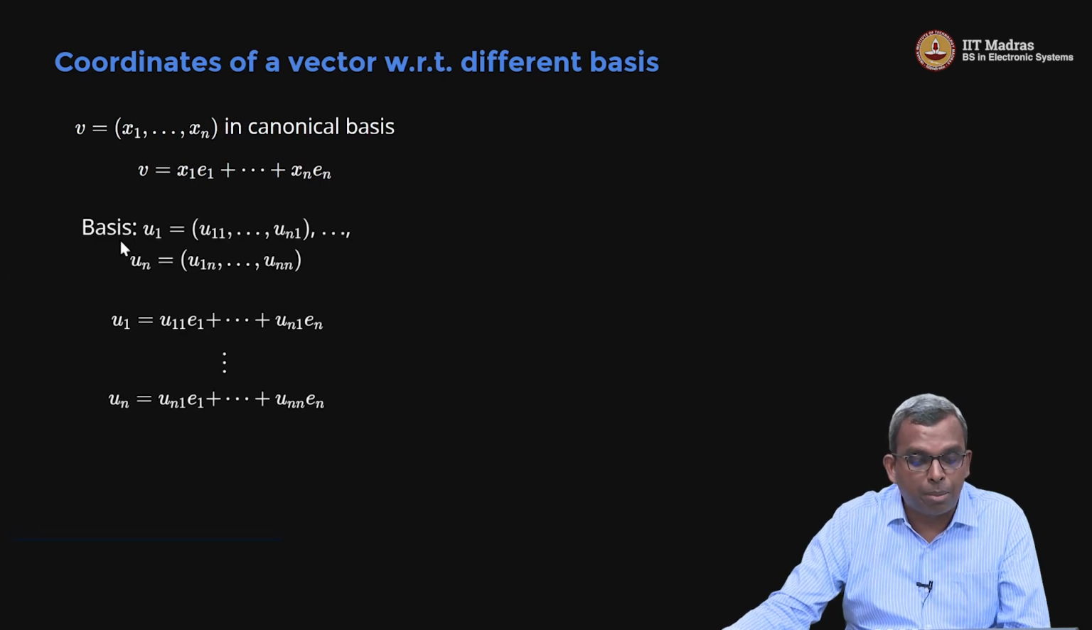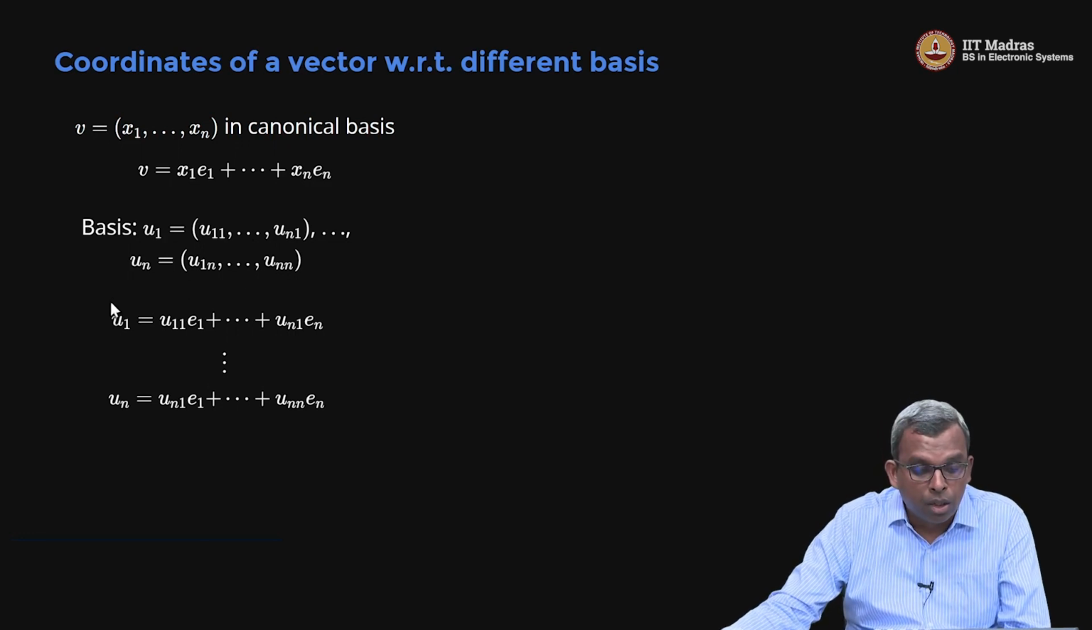Now, let us say we have another basis u1, u2 to un, and each of these basis vectors is given by n coordinates with respect to the canonical basis. So, what is u1? u1 is u11 to un1 in the canonical basis. un is u1n to unn in the canonical basis. Okay, so each basis vector is provided once again in the canonical basis.